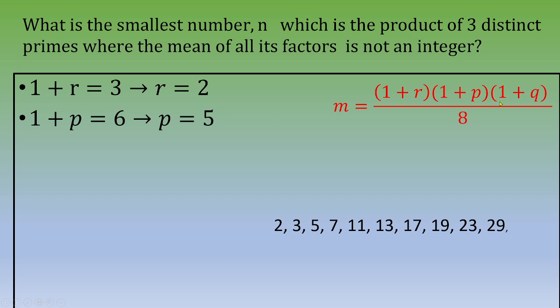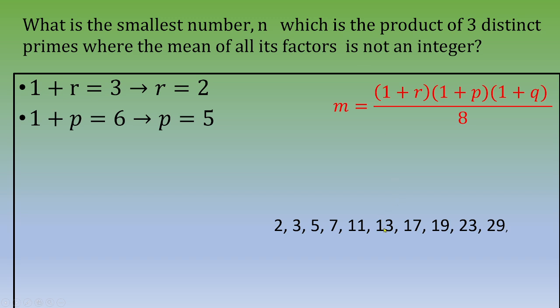So let's find out the value of q. So the smallest value now, this is 7. 1 plus 7, this is 8, but with 8 we can simplify, and m is an integer. That's not what we want. So 7 is not interesting. 11, if we've got 1 plus 11, this is 12. 12, this is 4 times 3, and 4 times 2, because this is an even number, this is 8, and we could simplify, and this is an integer. That's not what we want.